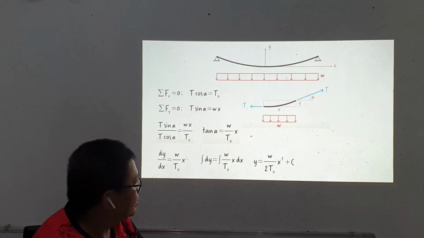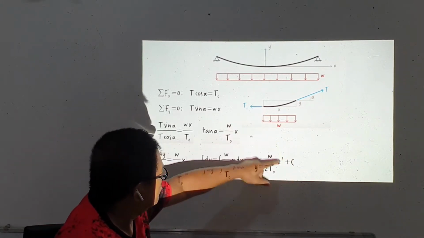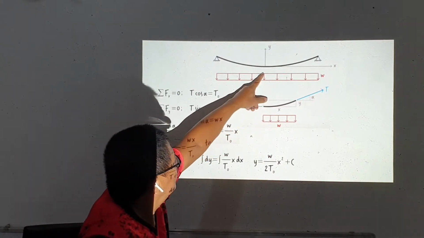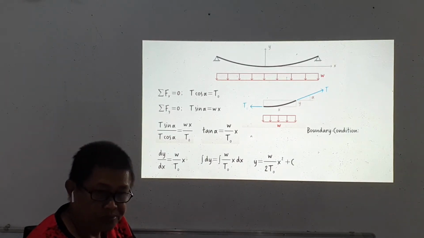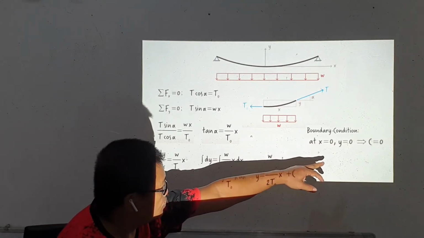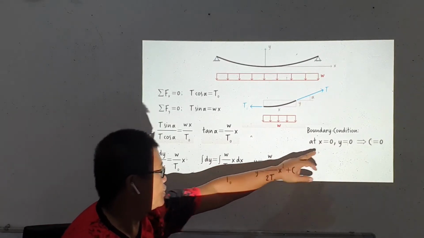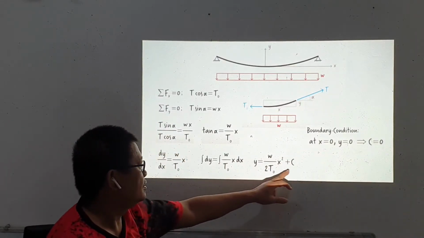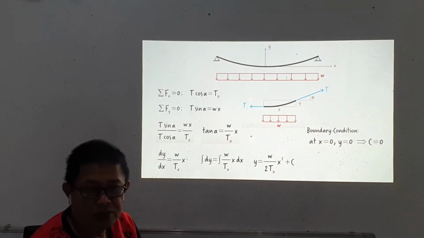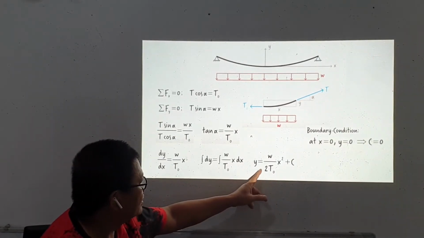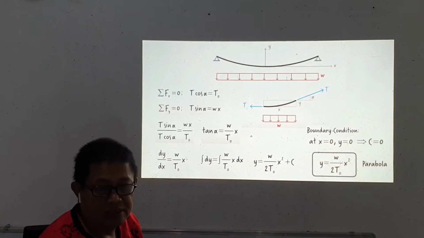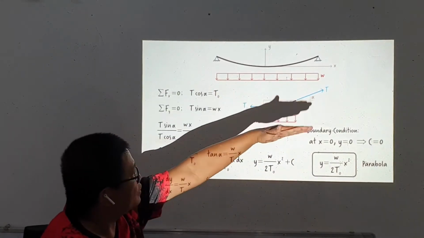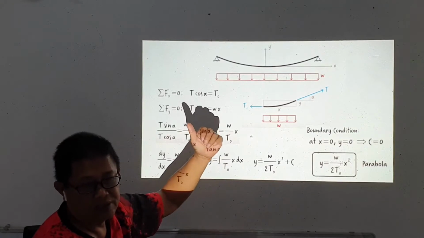This c is computed from considering the origin at the lowest point, at x equals 0, y is also 0. So x equals 0, y equals 0, and it gives us c equals 0, because if we substitute x equals 0 here, c therefore is also 0. And so now that we have the value of c, we go back to the equation for y. y is equal to w over 2 times T sub O times x squared, and that is an equation of a parabola. So this proves that the different points along the cable are described by a parabola.